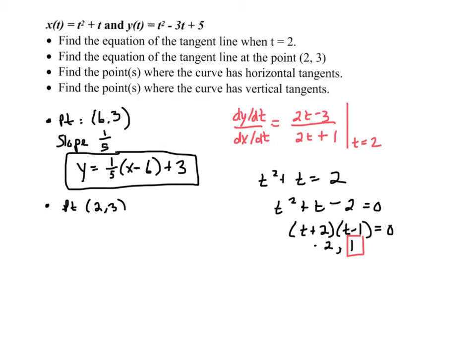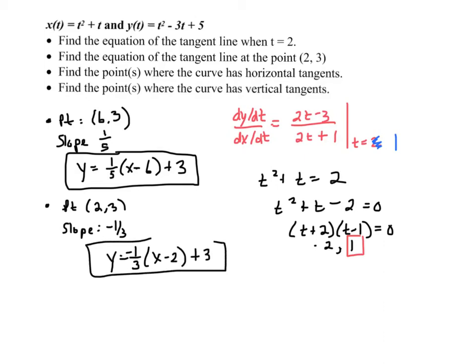So we go up here, we say, all right, let's plug 1 in to find the slope. Now we're evaluating at t equals 1. So 2 minus 3 is negative 1. 2 plus 1 is 3. So it's negative 1/3 is our slope. So y equals negative 1/3 times x minus the x coordinate, plus the y coordinate. There's our tangent line.